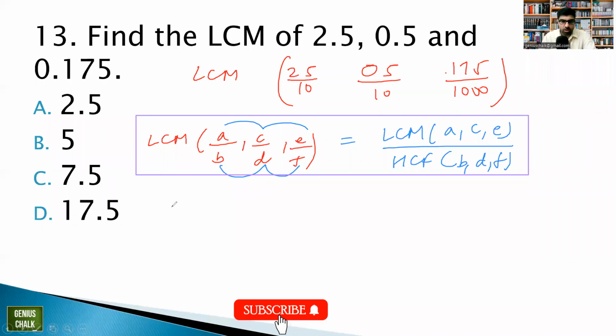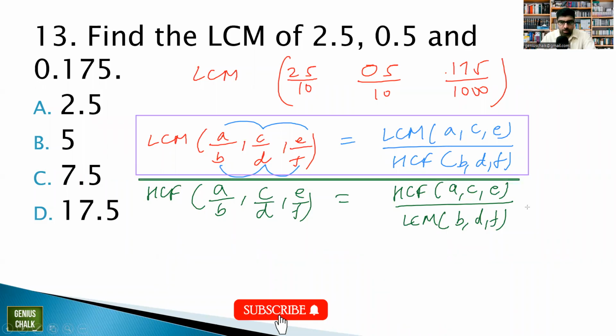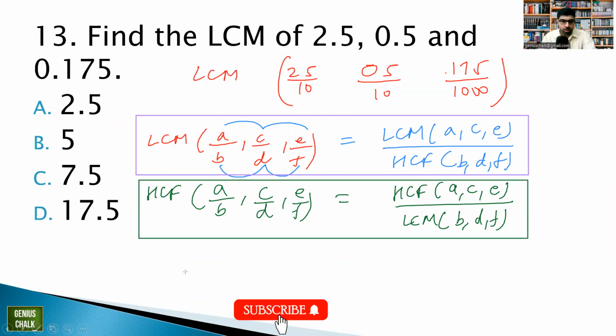Similarly, if somebody asks about the formula for finding the HCF of the same A by B, C by D, E by F, in that case, take the HCF of all the numerators and divide it by the LCM of all the denominators, right? So this is the formula for finding the HCF and LCM of fractions. We will use the first one, as we have to find the LCM of these numbers. I hope it is clear.